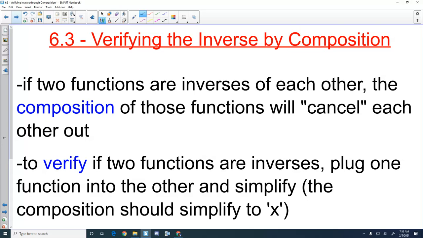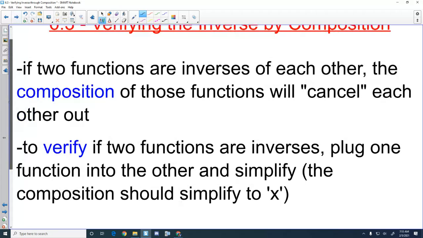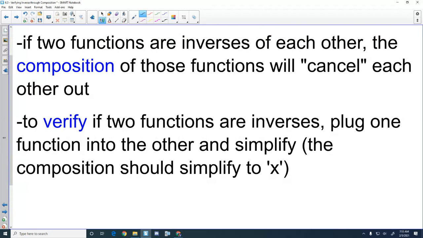I mean, you may have been able to determine that just by looking at them the way they were originally written. But still, we need to mathematically demonstrate this. And so if two functions are inverses, then the composition of them will cancel out, leaving you with just an x. And so to verify if these two functions are inverses, we plug one into the other. That's what this new composition technique is. And you just simplify that, and they should simplify to just an x by itself. But essentially, you're going to get the same thing when you calculate f of g of x and g of f of x. They should match.